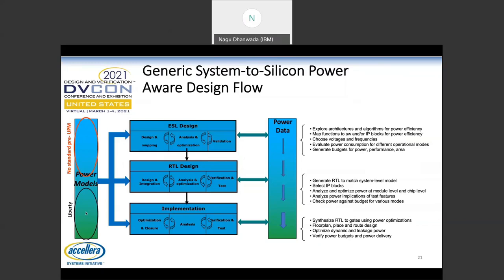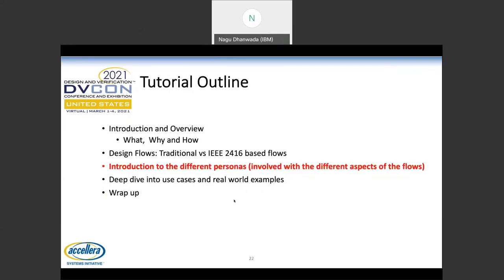Today, while we have very good modeling capabilities at the lower levels, at the higher level there really are no standards. And execution of this ideal power-aware design flow is limited by model availability. Now, here is where UPM comes in, to bridge this gap through an efficient multi-level model architecture and provide several efficiencies like contributor models while ensuring backward compatibility. So there are different personas who would be involved with the different aspects of the flows.